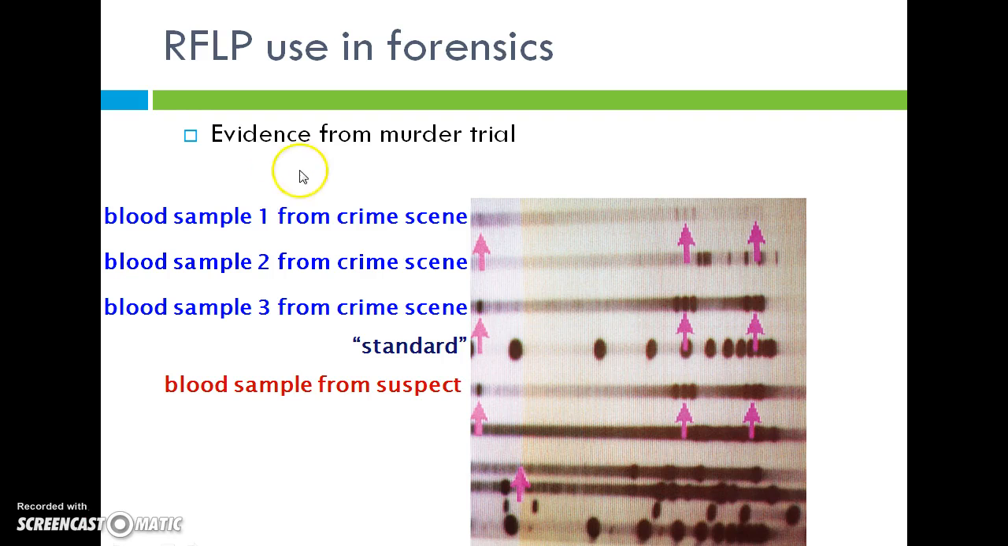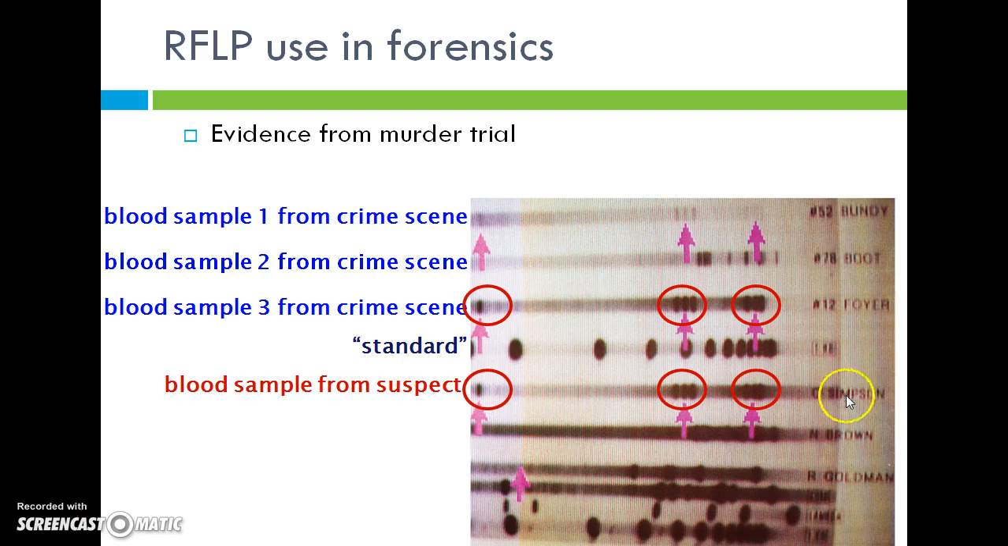Here's evidence from a murder trial. We've got 3 different samples of blood from the crime scene. Here's our standard sample, and here's our suspect's sample. And we can see that blood sample 3 from the crime scene matches perfectly to the blood sample taken from the suspect. Who was that suspect? O.J. Simpson. Found his blood right there in the foyer.